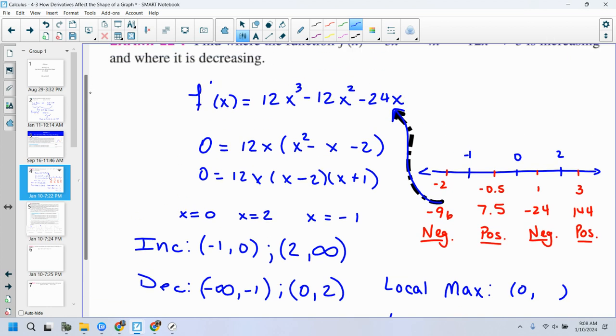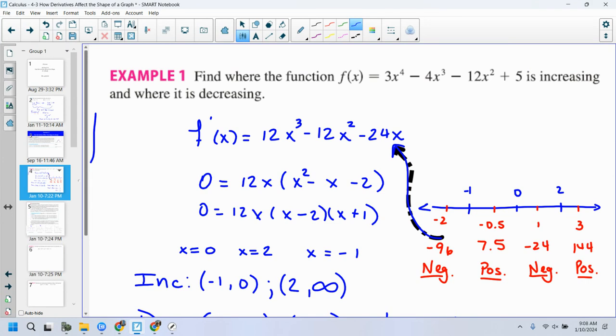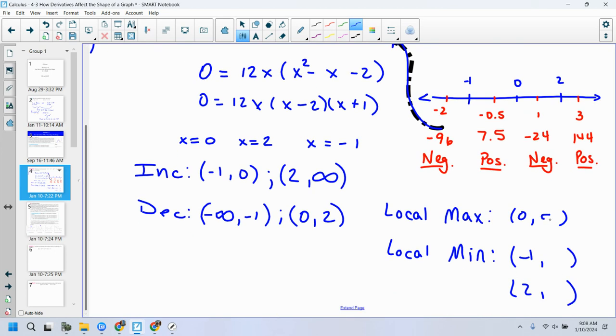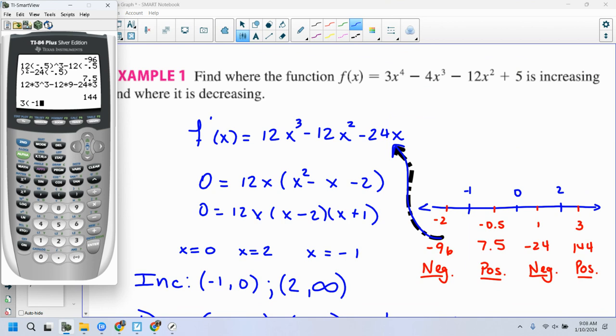Let's see. If I go back to my original, oh, that's my derivative. If I go back to my original, this would be 0, this would be 0, this would be 0. I would get 0, 5, right? So I know my local maximum point is 0, 5. Let's run negative 1 through my original. So 3 times negative 1 to the 4th minus 4 times negative 1 to the 3rd minus 12 times negative 1 squared plus 5. Okay, 0. Oh, really? Negative 1 is 0. Oh, cool. Negative 1, 0.